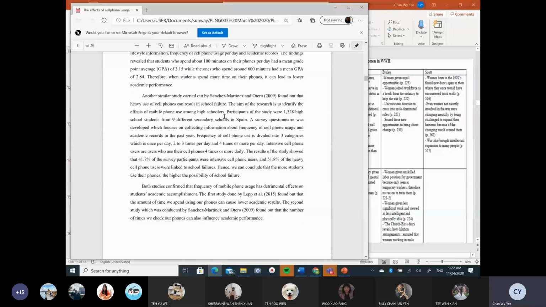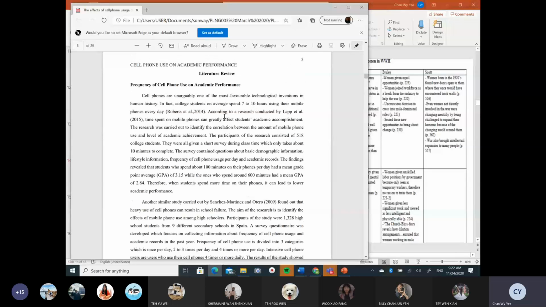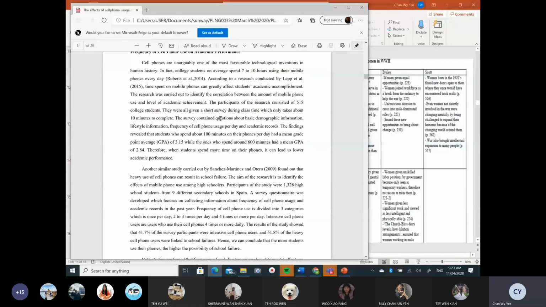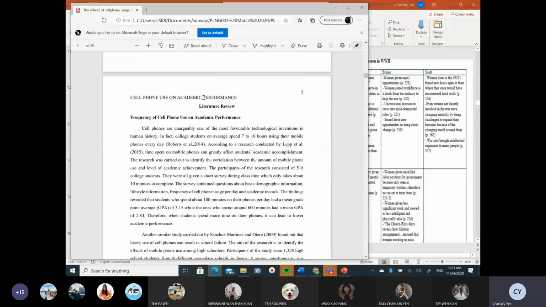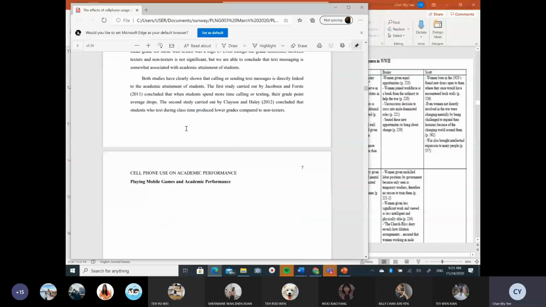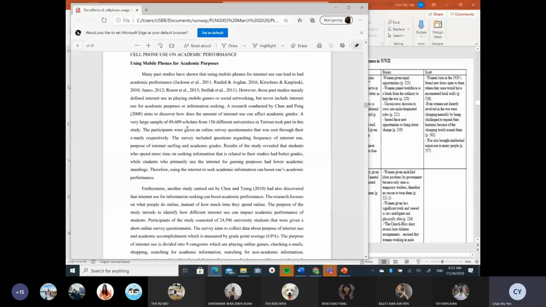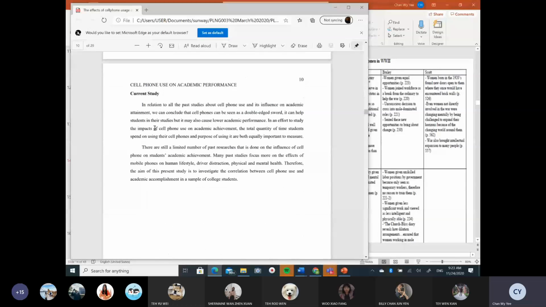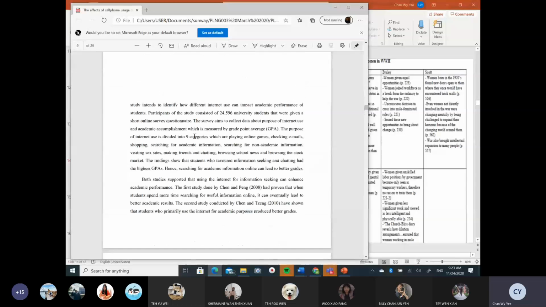The minimum should be about 3, and the maximum can be 5. So you can pick maybe 4. There should be about 4 to 5 subtopics that you must identify. And then finally, the last one should be the current study.